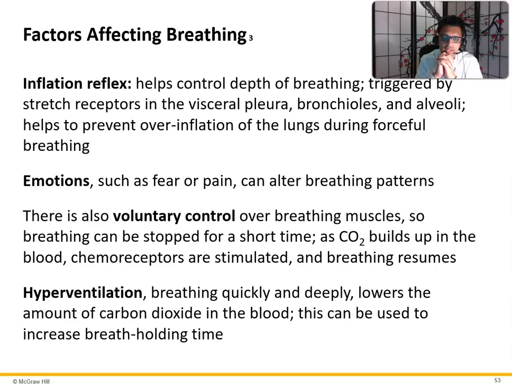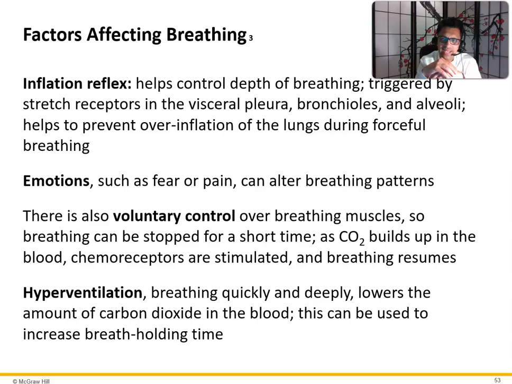Emotions such as fear or pain can alter our breathing patterns. There's also voluntary control over breathing muscles, so breathing can be stopped for a short time. As carbon dioxide levels build up in the blood, chemoreceptors are stimulated and breathing resumes. This is kind of like you trying to hold your breath underwater. You can hold your breath to a certain amount, maybe 30 seconds, a minute. You can train yourself maybe a little bit longer. But as the carbon dioxide levels rise, your brain's like, okay, silly, you're doing some silly game. I'm just going to override that and force you to breathe.